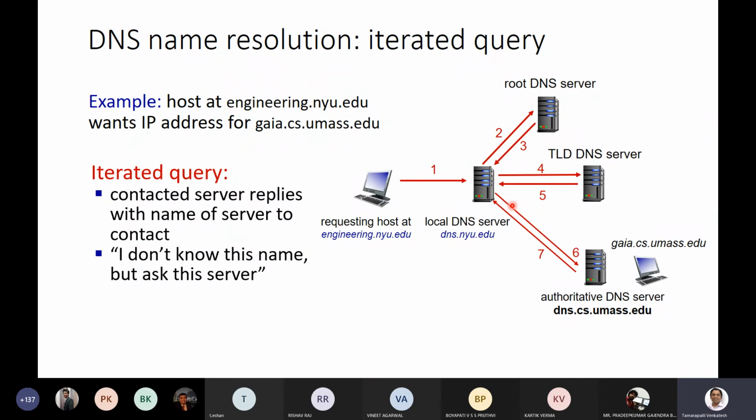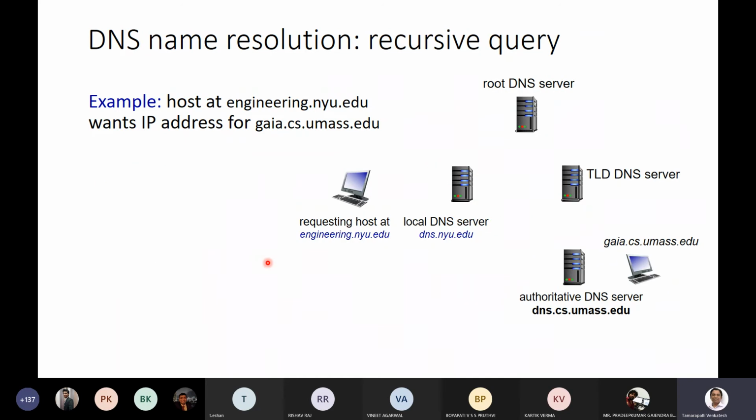So you will shoot the same query again to the TLD DNS server, and that would again point you to the authoritative DNS server. And finally, the authoritative DNS server, when you have queried in the interaction number 6 that is shown here, would give you the IP address corresponding to gaia.cs.umass.edu. And that is passed on by the local DNS server to the requesting host. Okay, so this is the process followed in iterated query.